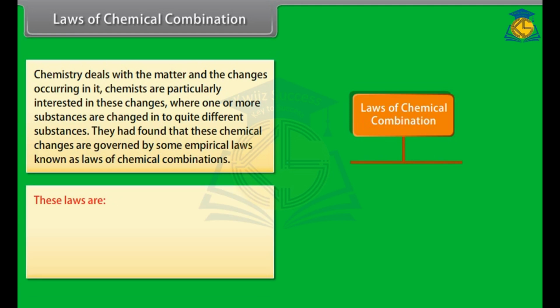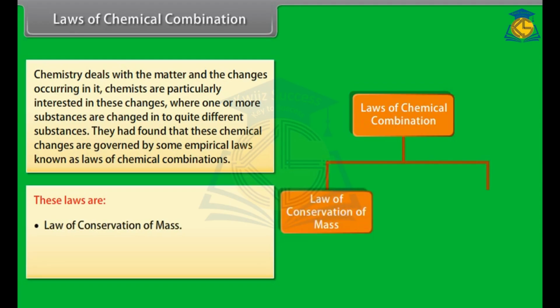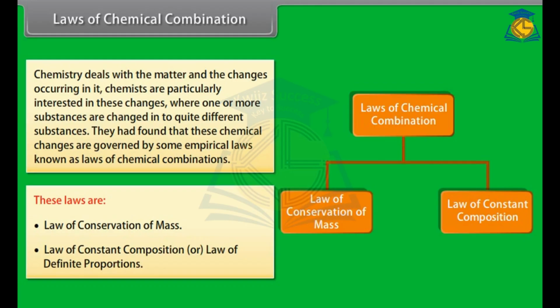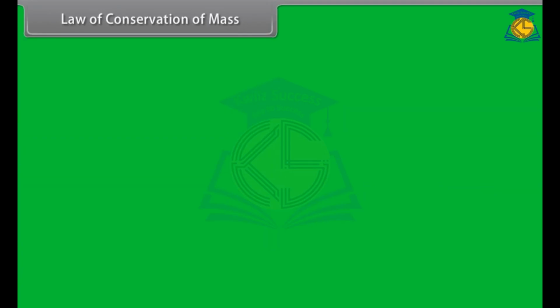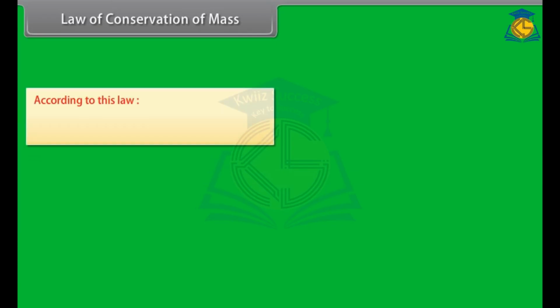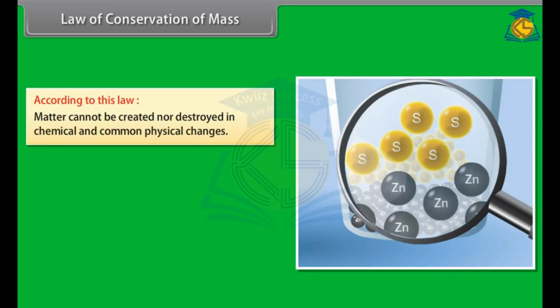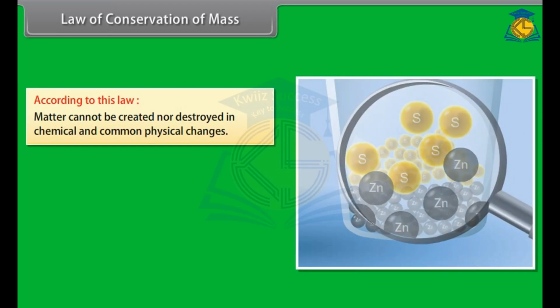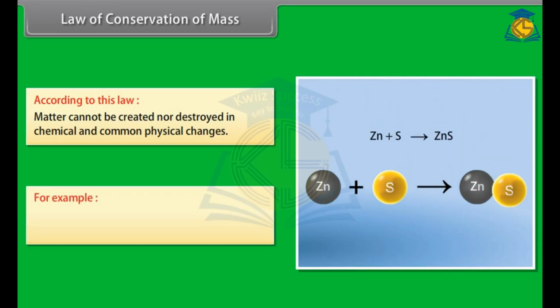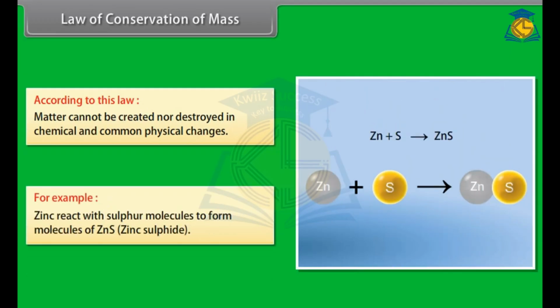These laws are law of conservation of mass, law of constant composition or law of definite proportion. Law of conservation of mass. According to this law, matter cannot be created nor destroyed in chemical and common physical changes. For example, zinc reacts with sulfur molecules to form molecules of zinc sulfide.